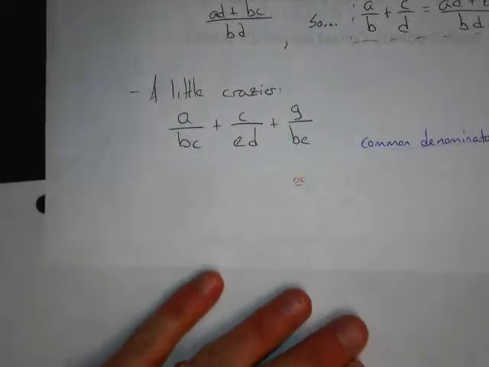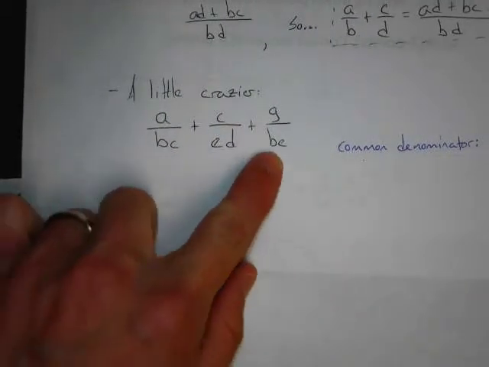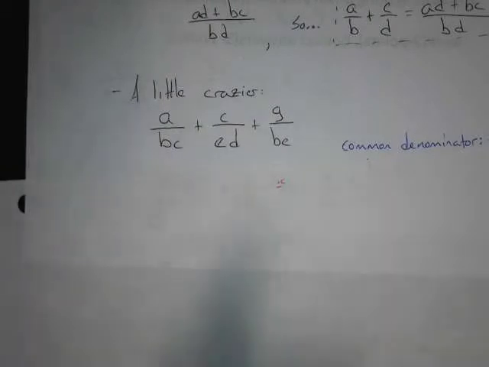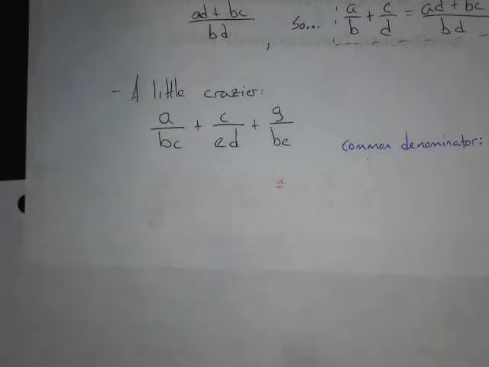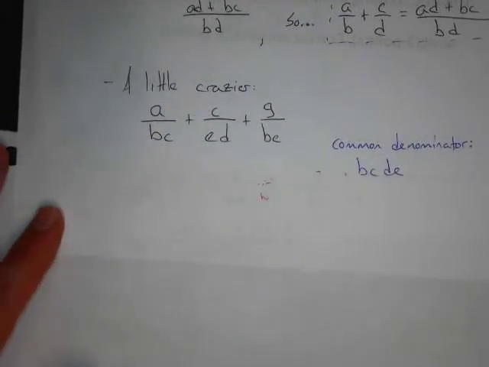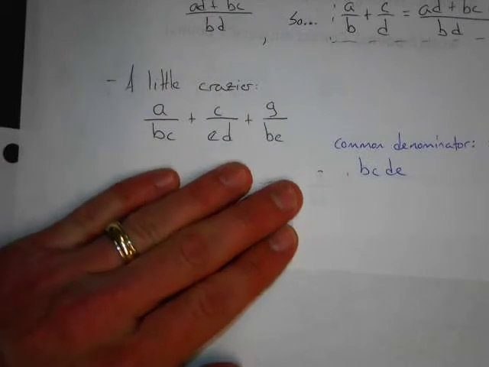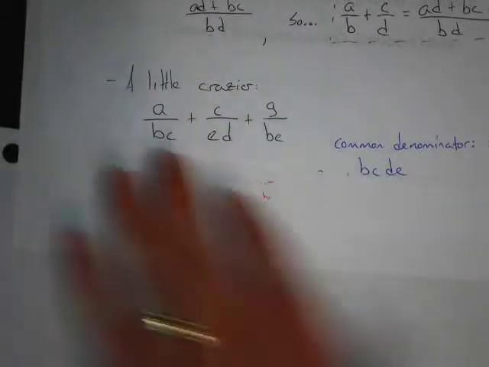So how in the world am I going to find a common denominator? Well, this is BC, this is ED, this is BE. You know what all the denominators have? They have a B, a C, a D, and an E, right? They all have B, C, D, E. So the common denominator of all three of these fractions is B, C, D, and E. That would be the common denominator of all four of these.